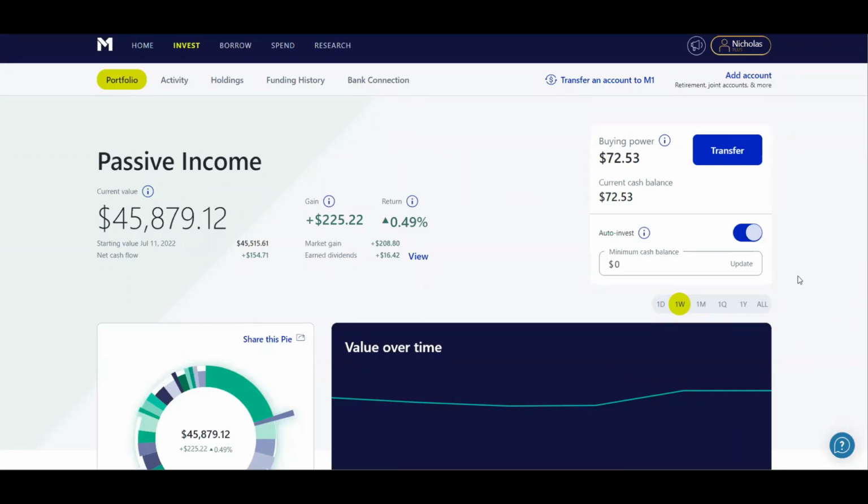So today I'm going to be going over some major portfolio updates I just did. And as you can see with the portfolio, I'm at $45,879.12. Seems that I'm really struggling to go past $45,000. I feel like I've been stuck there for the majority of the year, but we actually had a nice gain of $208.80. And I earned $16.42 this week in dividends.